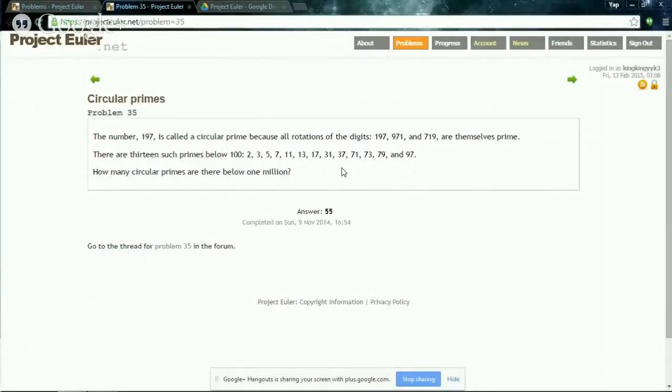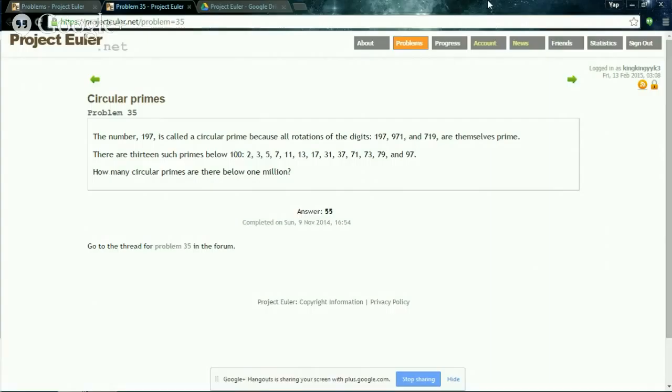In this section, we are going to take a look because all rotations of the digits, 197, 971, and 719, are themselves prime. Which means that we rotate the digits and find whether after rotation the number is prime or not.